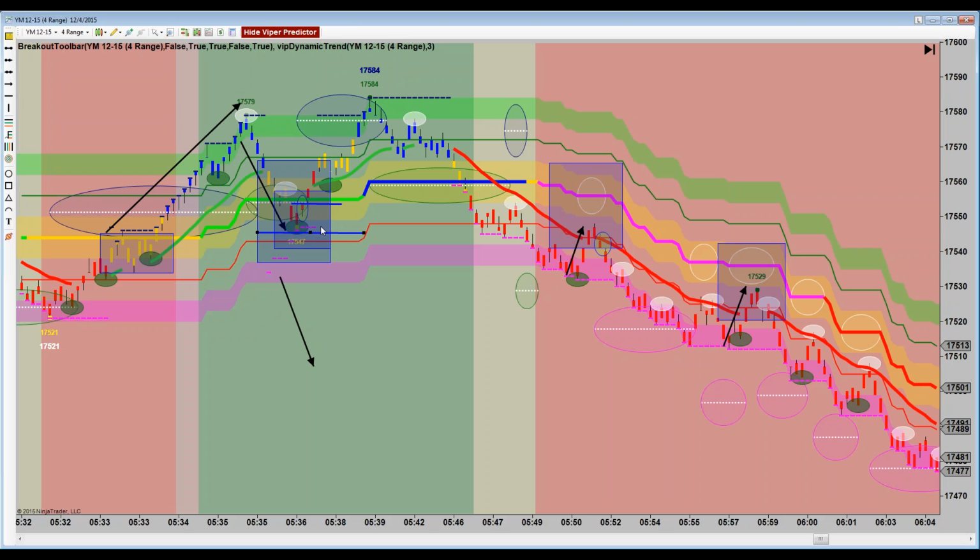So your risk is very small. And if you get stopped out, it's okay. You can get back in, and eventually you're going to catch a runner that will make up for a small loss.